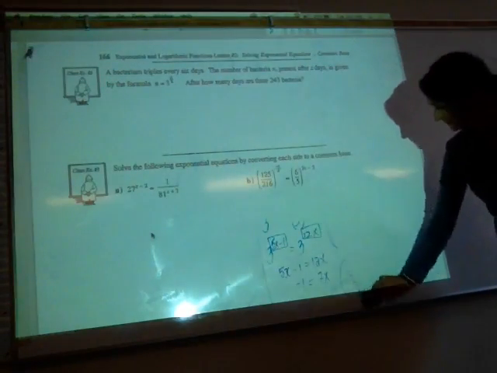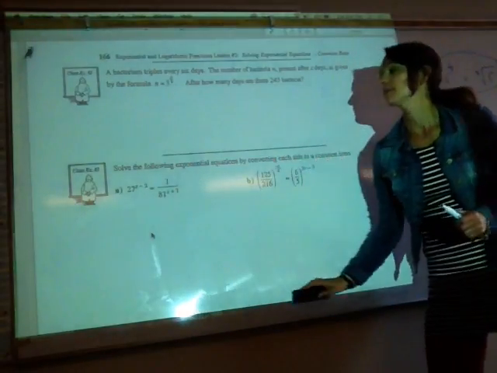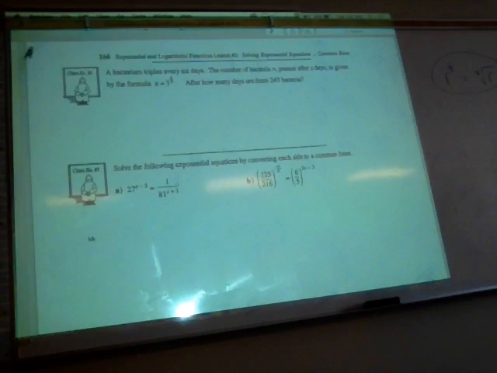Yes, please. The bacterium triples every 6 days. The number of bacteria n present after x days is given by the formula n equals 3 to the power of x divided by 6. After how many days are there 243 bacteria?